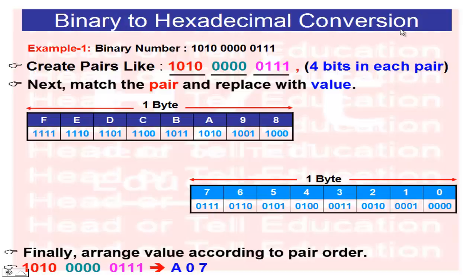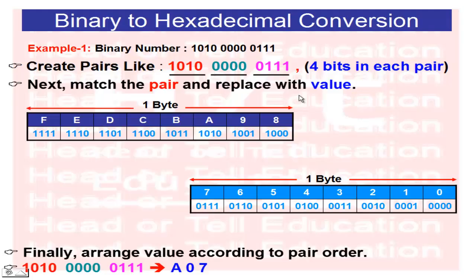Binary to hexadecimal conversion. For example, we have the binary number 101000000111. First we have to separate this number into 4 bits. Here we have 0111, which is a 4-bit group, then 0000 is also a 4-bit value, and 1010 is also 4 bits. So we have created each 4-bit pair here.